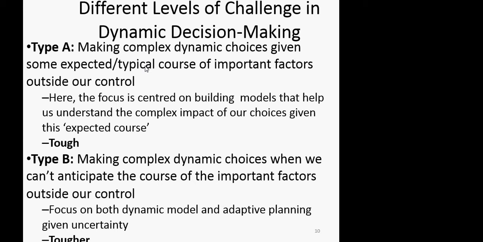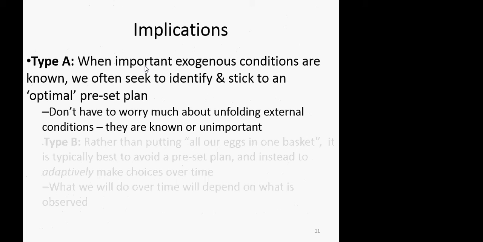By contrast, there's a type of problem where you need to make decisions over time, whose impact is going to be hugely affected by things outside your control, things you're not sure about, things like temperature, rainfall, etc. So here, the dynamic model, the simulation model is part of it, but you need to take into account the uncertainties. And these sorts of problems are tougher. We need to make decisions that are adaptive, that take into account changing circumstances. So for the first type of problem, we don't have to worry that much about external conditions. They're known or they're unimportant. And we just identify and seek to stick to some plan, some optimal plan.